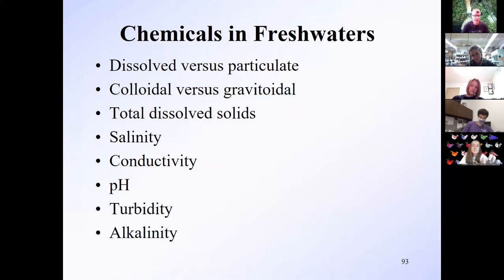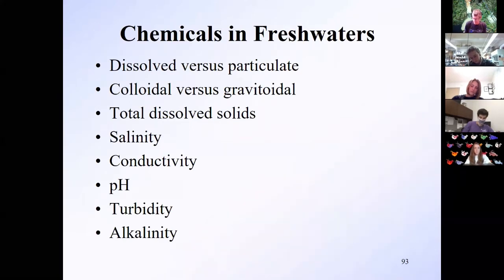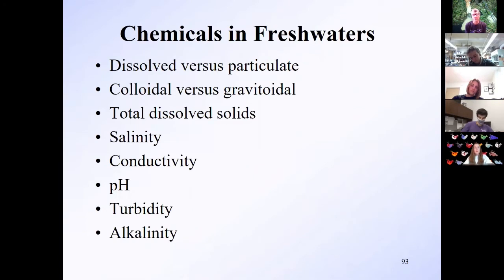But the fact is that there are some filters that are much finer than others, and so it's sort of an arbitrary level of size, and oftentimes that size is around 0.7 microns or maybe 1.5 microns for the filters that are typically used. We can also think about colloidal versus gravitoidal particles, and that'll be the next slide, so I'll defer that discussion till the next slide.